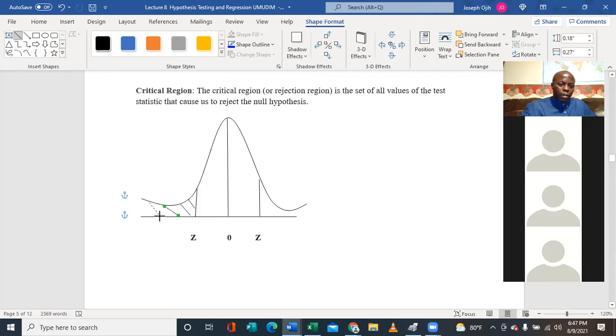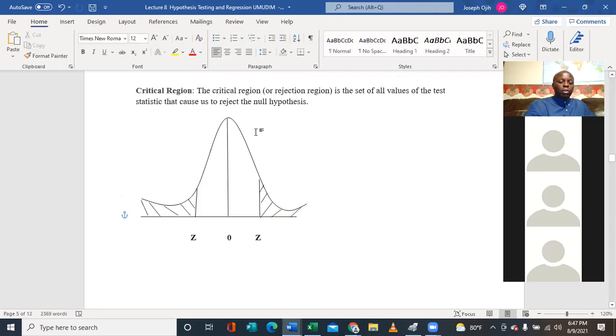They say that a picture speaks 1,000 words. So if you see this shaded place, any answer that falls in that place, you reject. Now, the unshaded portion is called the acceptance region.